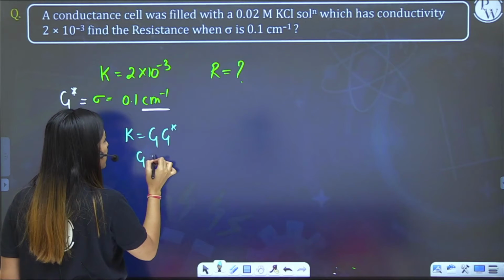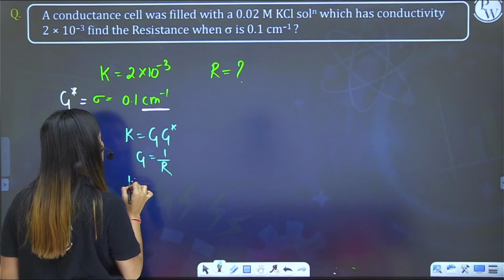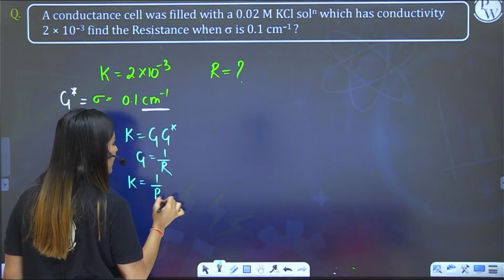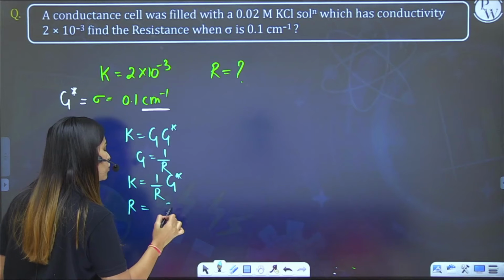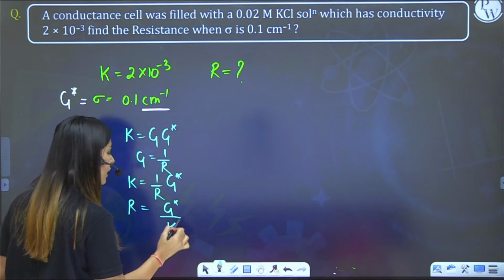I also know that G is equal to 1 upon R. So conductivity is equal to 1 upon R into G star. I need to calculate R. So R will be equal to G star upon conductivity.